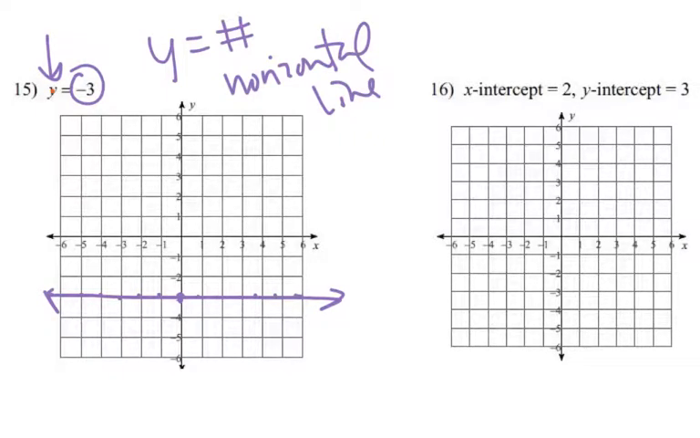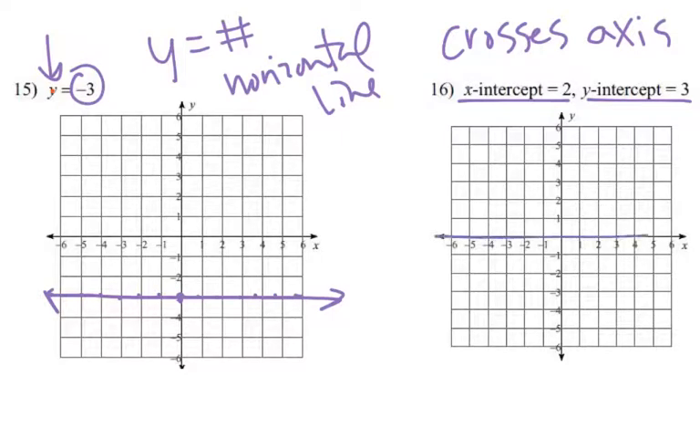Okay, now number 16. It just gave us an x-intercept and a y-intercept. Remember, intercepts are where it crosses an axis. Okay, so x-intercept crosses here. Y-intercept crosses here. So it's going to give us 2 points. And now it just gave us a number. But anytime you have an x-intercept, it's always going to be that number, comma 0. Because any point on the x-axis has a y value of 0 because it's not moving up or down. Okay, so I go to 2, 0, draw my first point.